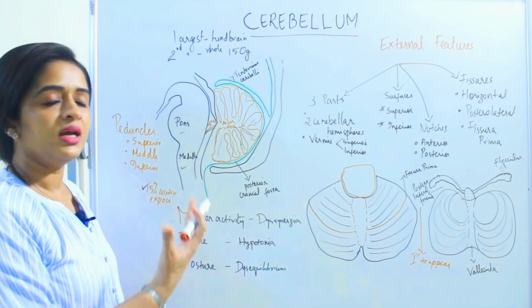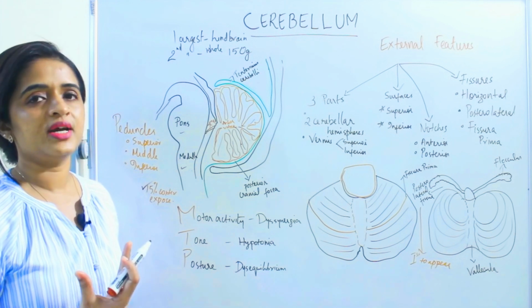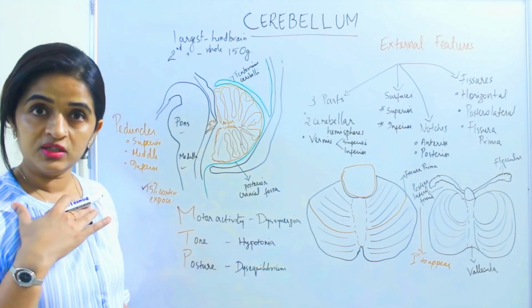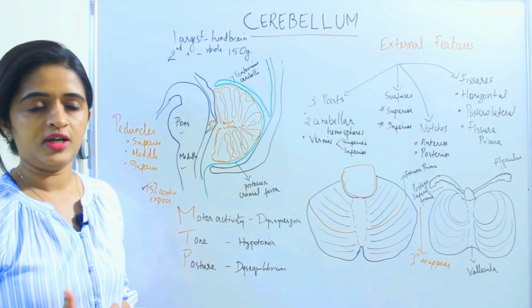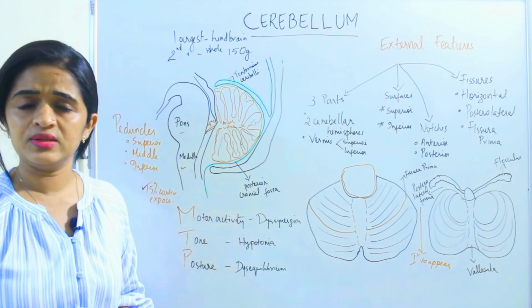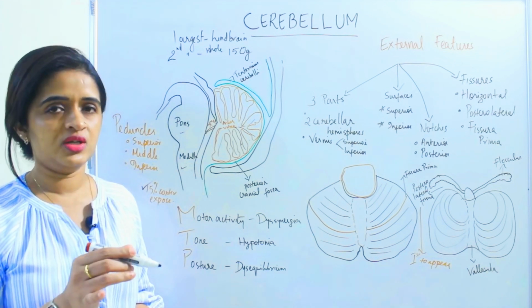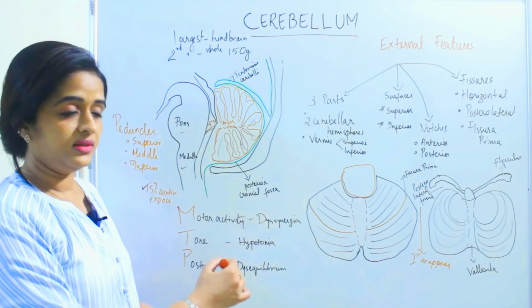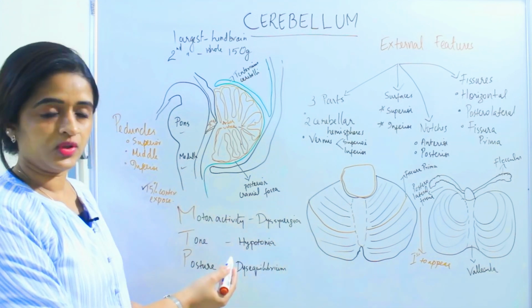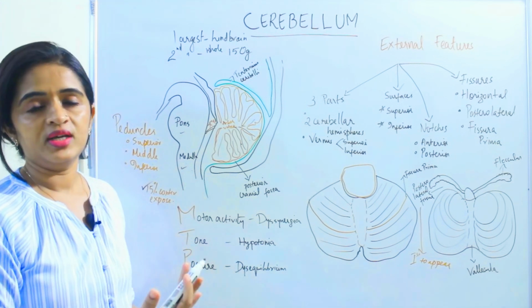Okay, so these are the three main functions of the cerebellum: coordination of the motor activity, maintaining the tone of the muscles, and maintaining the posture or equilibrium of the body. So what will happen in case of cerebellar diseases? It is easy to identify a patient suffering from cerebellar disease by noting the motor activity, by assessing the tone of the muscles, as well as looking at the posture.